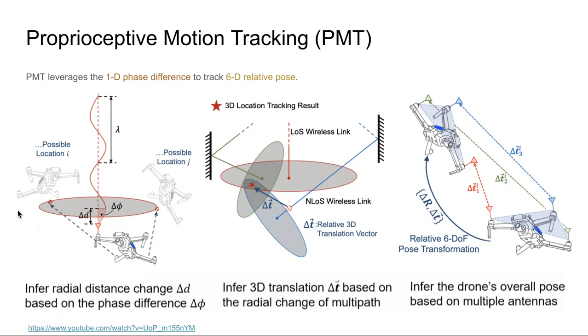So they say that in 3D it's ambiguous, and given this phase difference, the drone can be in any position in the plane. So basically they are saying that everything in the circle results in the same phase difference, right? And this is the direct, line of sight wireless link, denoted in red.